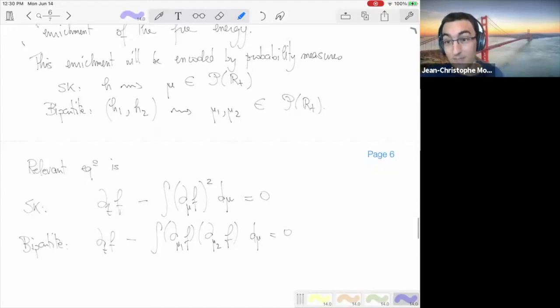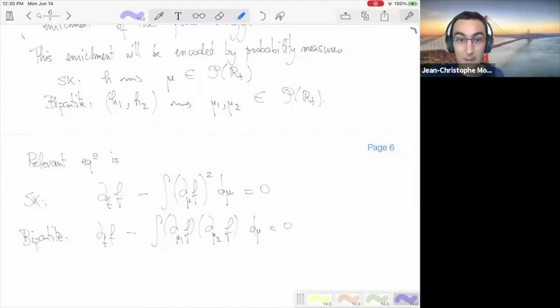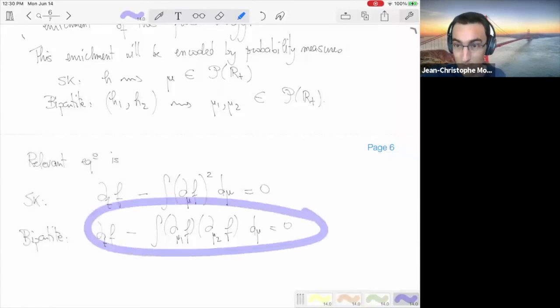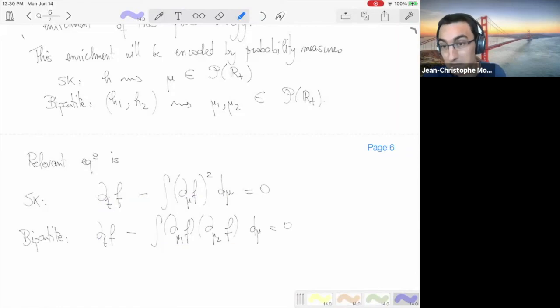Okay, I can say, what I want to prove is that the limit for energy is the solution of this equation. And I can prove one bound and also some partial results in the other direction. And as far as I know, I don't know of another way to state a plausible candidate for being the limit of the free energy in the bipartite case.